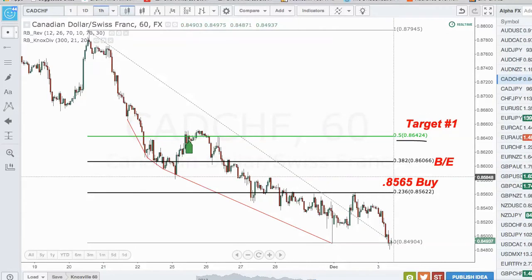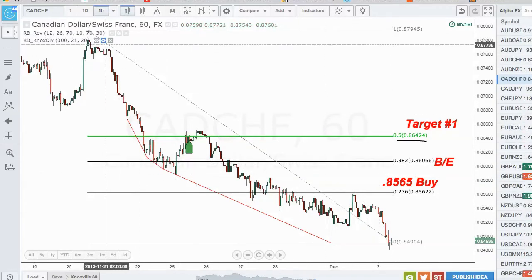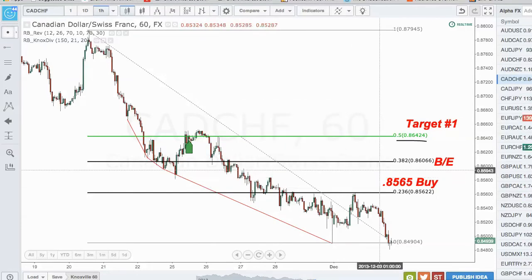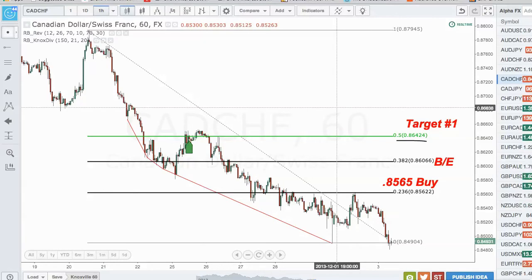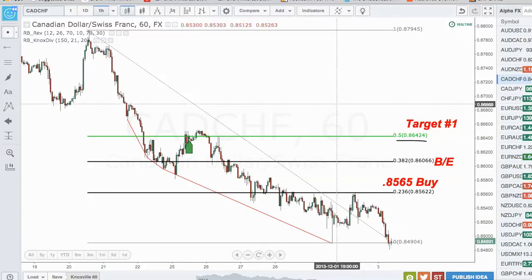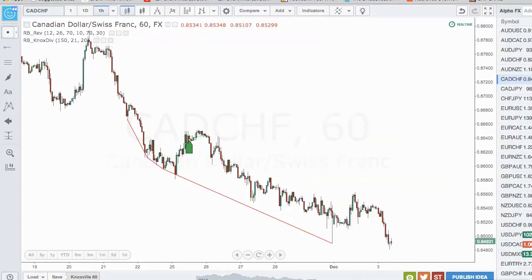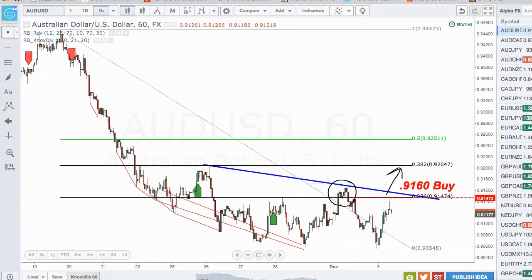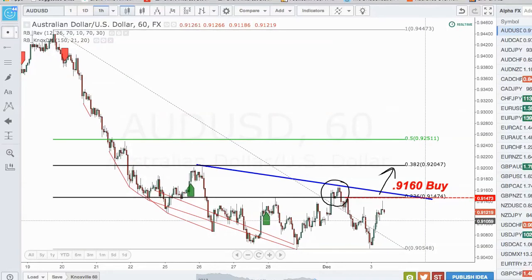I did look at the Canadian dollar Swiss franc, which I do like. I took a look at that this morning. Also, the problem with this is that we just simply don't have divergence in a recent area. We've fallen past or below the divergence that we did have. So even on a currency pair like the CAD Swiss that I kind of like, I couldn't find something. The only place I really could find something was the Australian dollar US dollar 60-minute chart.